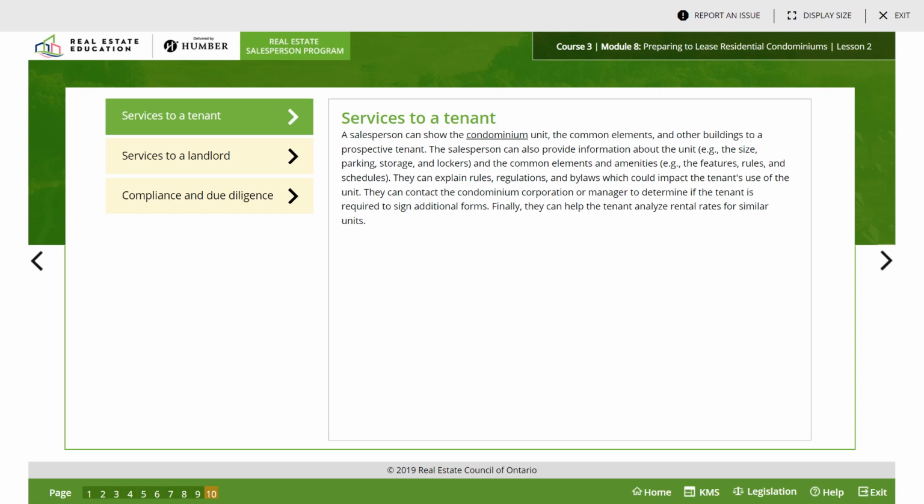A salesperson can show the condominium unit, the common elements, and other buildings to a prospective tenant. The salesperson can provide information about the unit, for example the size, parking, storage, and lockers, and the common elements and amenities, the features, rules, and schedules. They can explain rules, regulations, and bylaws which could impact the tenant's use of the unit. They can contact the condominium corporation or manager to determine if the tenant is required to sign additional forms. Finally, they can help the tenant analyze rental rates for similar units.